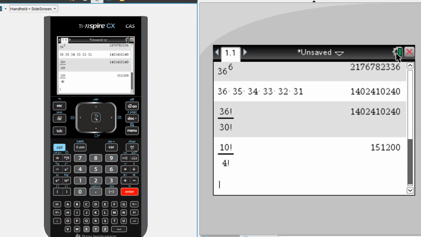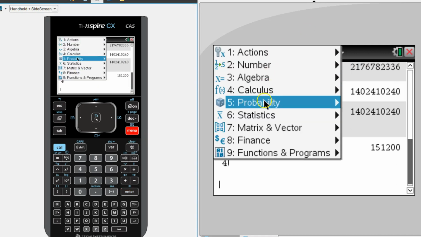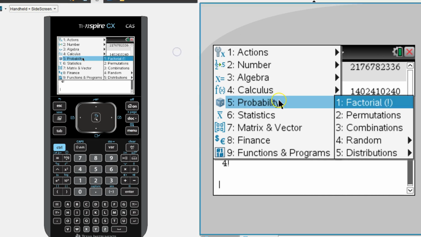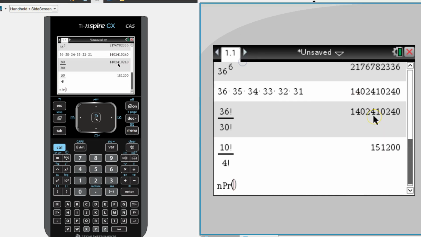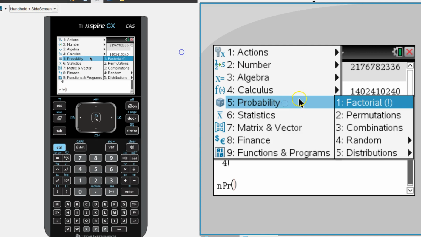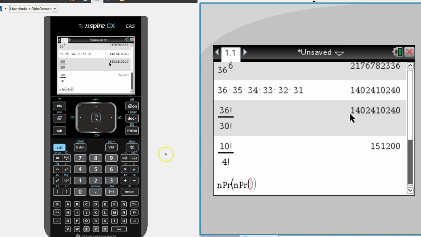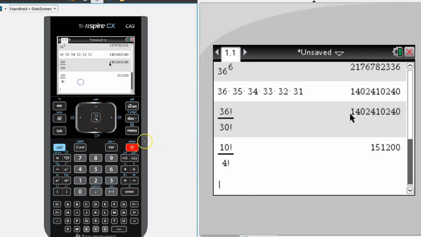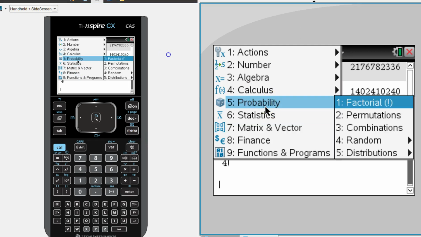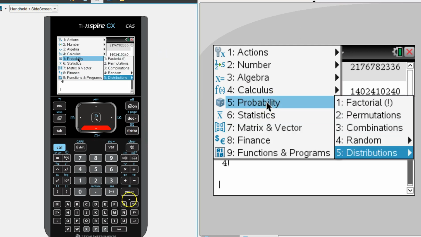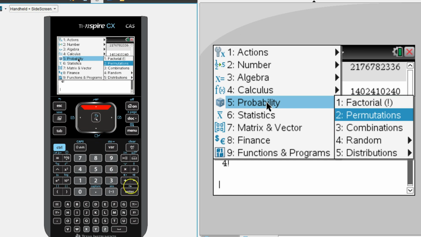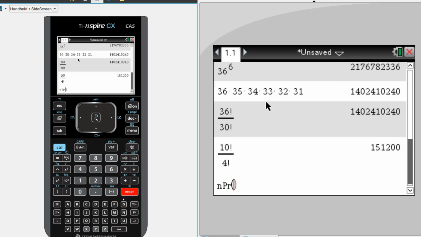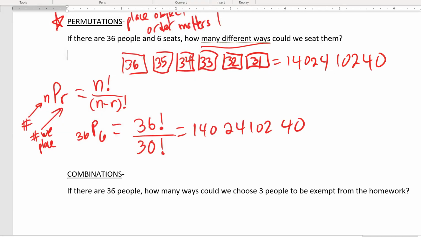The good news is your calculator does actually have factorial also. If I go in the menu, I believe we are in probability. There's permutations. Try that again. And I thought this one had a menu. Let me double check. Probability number 2. Nope, it doesn't.